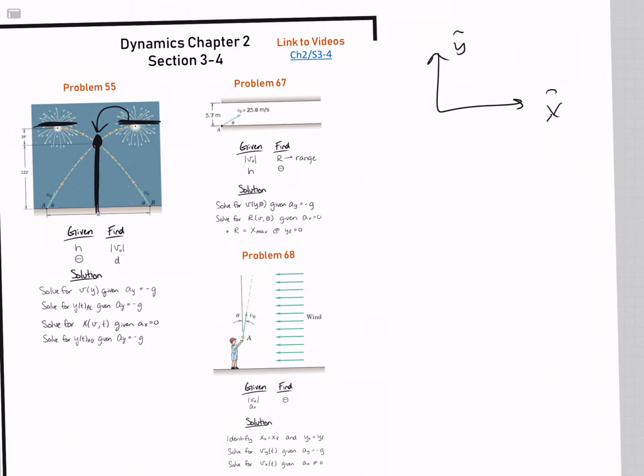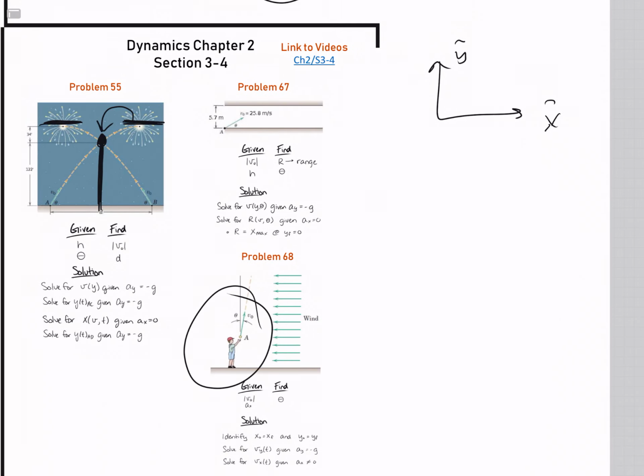As well as problem 68, you have interesting initial and final conditions, because your position is 0 initially, and it is also 0 at the end. And for problem 67, you're looking at the range, so wherever it lands again, that is your final position, and you need to be aware of what that value means in terms of your equations.